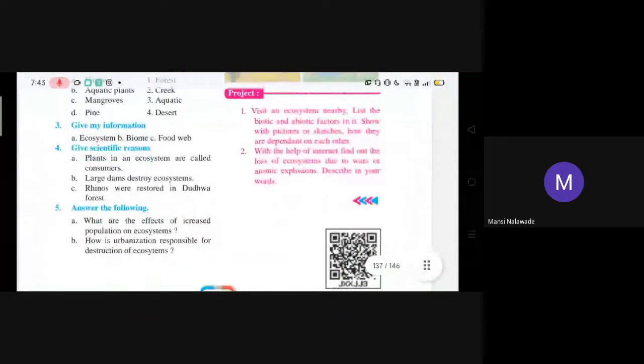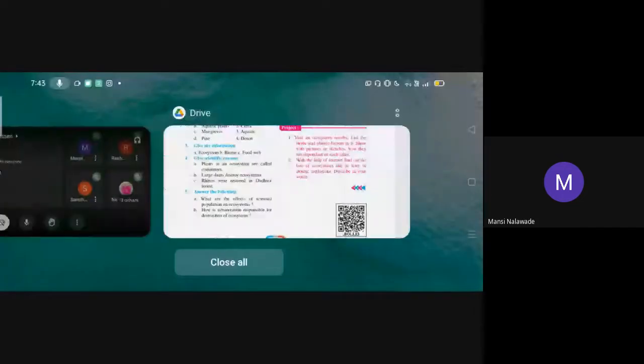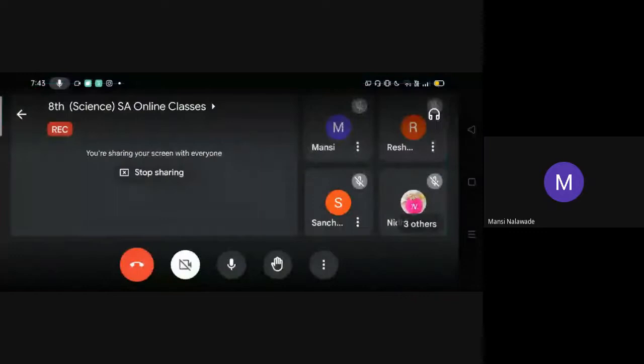Answer the following. What are the effects of increased population on ecosystem?